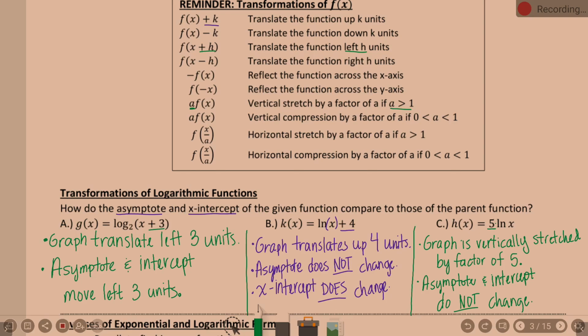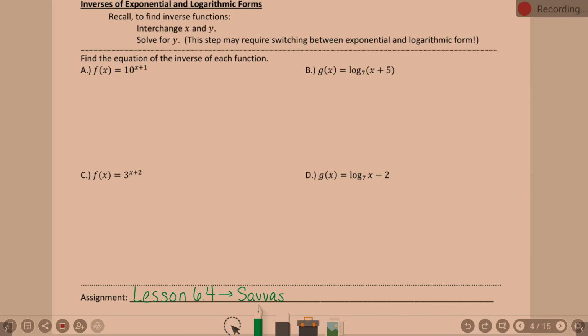Okay, last section. We are back to looking at inverses. We've looked at inverses several times this school year, okay? Remember, we talked the other day, in order to find inverses, what do we have to do? We talked about this yesterday, actually. We take the x and the y and we flip, right?